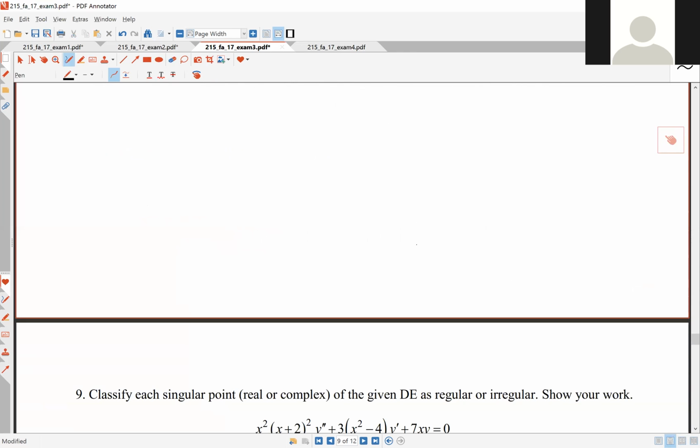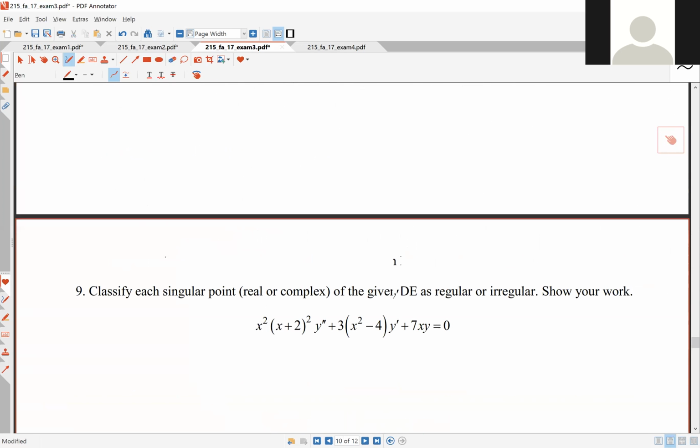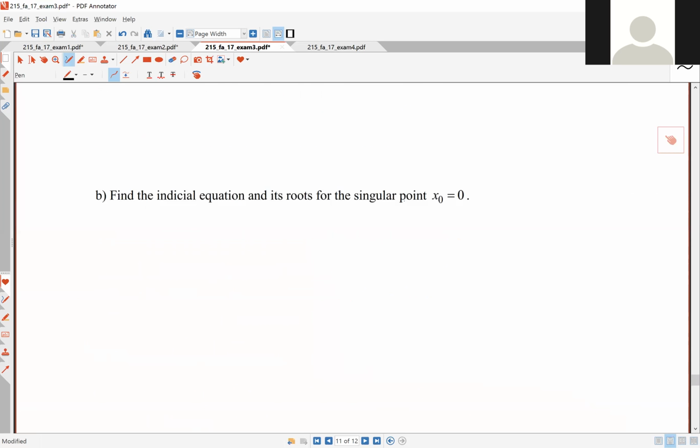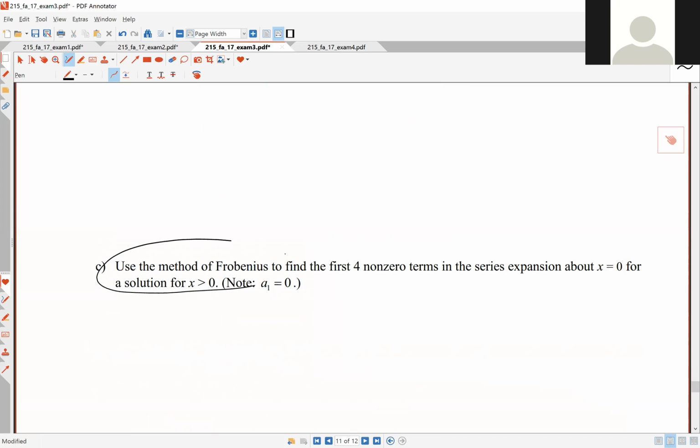Okay, save you guys a little bit of time in studying. There's going to be no regular singular or irregular singular points on the test, and I won't ask you anything about Frobenius method.